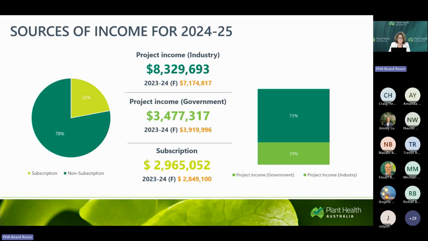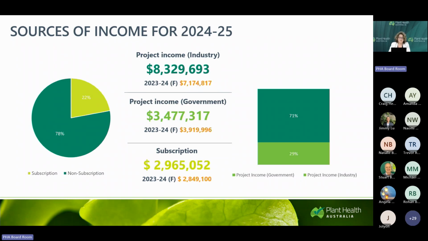This slide provides you with a breakdown of estimated income sources for the 2024-25 financial year, excluding interest. These figures may change before finalisation of the AOP, dependent on member feedback and negotiation of additional projects. Activities that benefit all PHA members are funded from annual subscriptions paid by members and, as mentioned, are expected to make up 22% of total income.